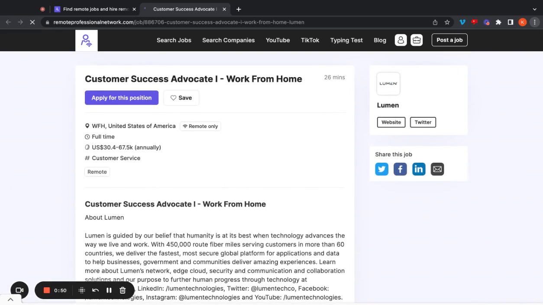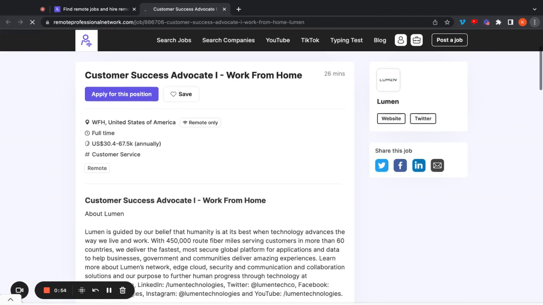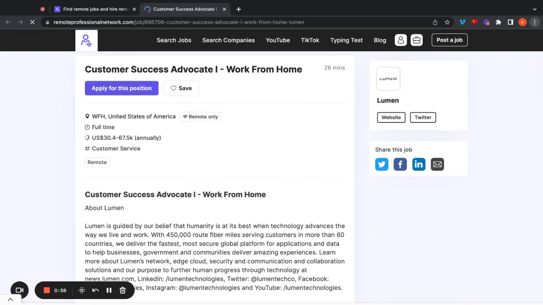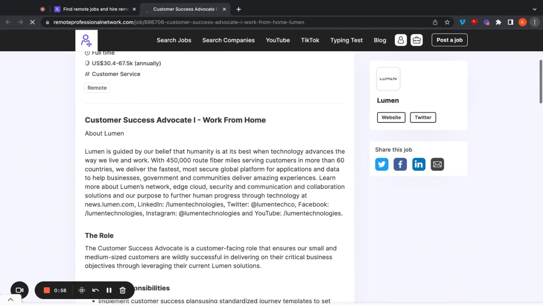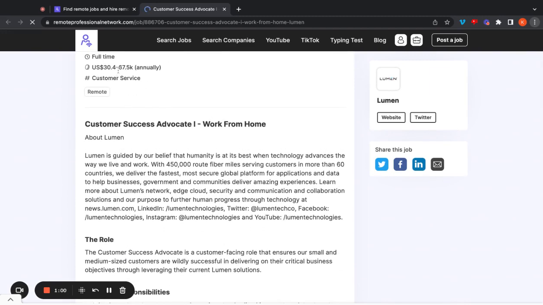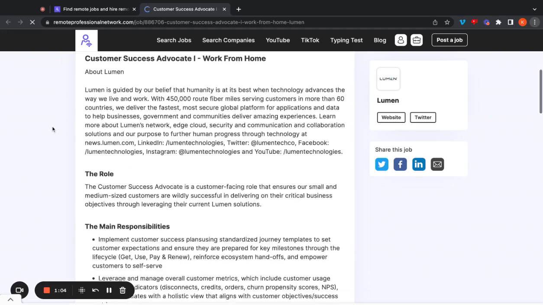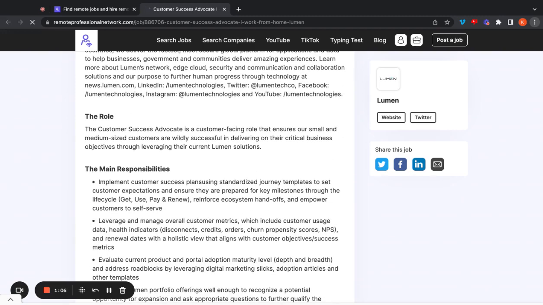The first job that we're going to get into today is going to be a customer success advocate level one for the company Lumen. This is a fully work from home job. It's going to be a full-time position. 30,000 to about 67,500 per year. And let's go over the role. The role is going to be a customer-facing role that ensures their small business and medium-sized customers are wildly successful in delivering on their critical business objectives through leveraging their Lumen solutions.